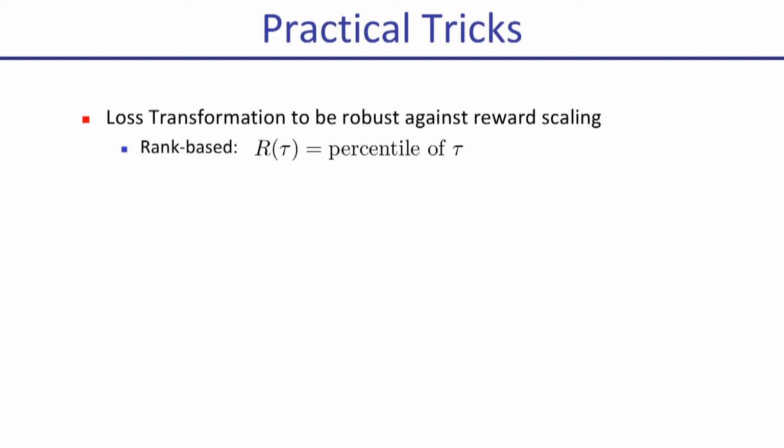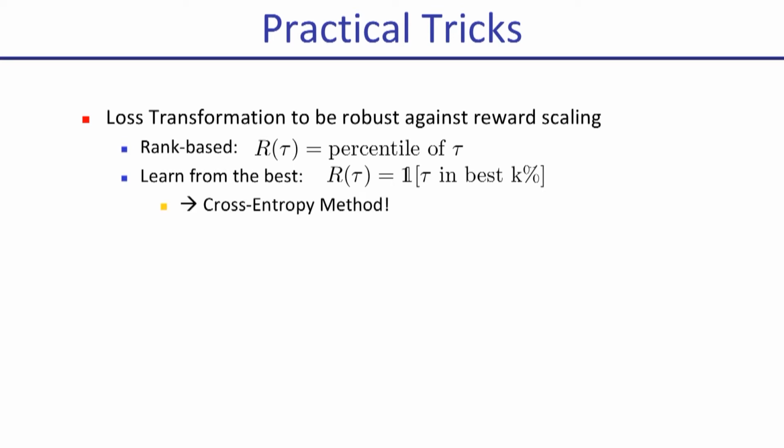Two of the very common kinds of loss transformation that you would use: you would transform the return of tau into the percentile of tau. The other very popular way is to just use an indicator for the best k% of the trajectories. And you realize this is basically a cross-entropy method. You ignore the rest, and then just do 1 step on the log likelihood of those actions, which is cross-entropy, but this is only 1 step of it.